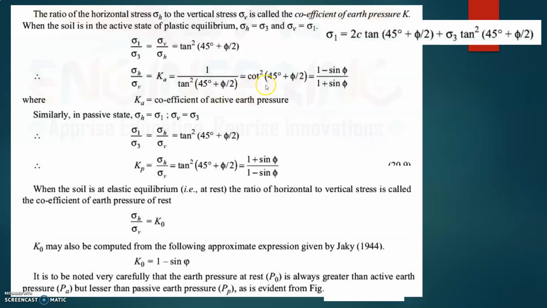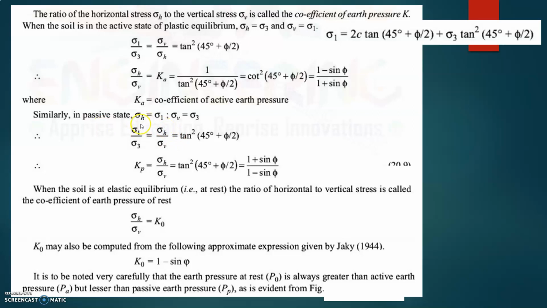That is nothing but cot square (45 + phi/2), which is equal to (1 minus sin phi) divided by (1 plus sin phi). So Ka is equal to (1 minus sin phi) divided by (1 plus sin phi), that is the coefficient of active earth pressure. Similarly, we will solve for the passive state.